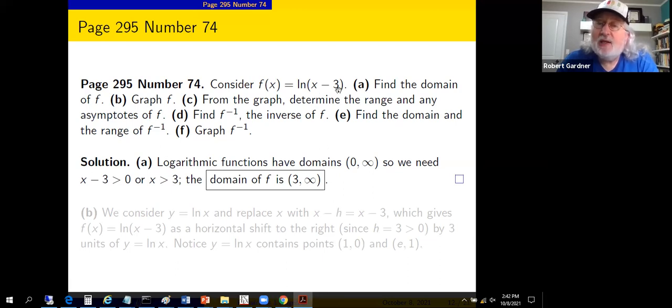We can only take logarithms, even natural logarithms, of positive things. So that requires x is greater than 3 in the formula. That's the domain. By the way, that'll be the range of the inverse function, because a function and its inverse behave like that with respect to domain and range.